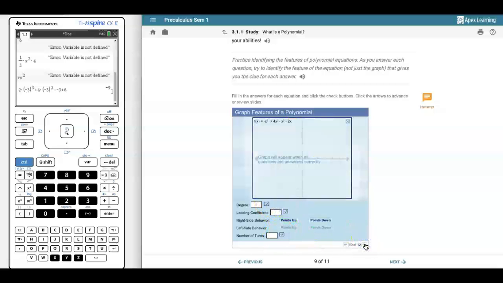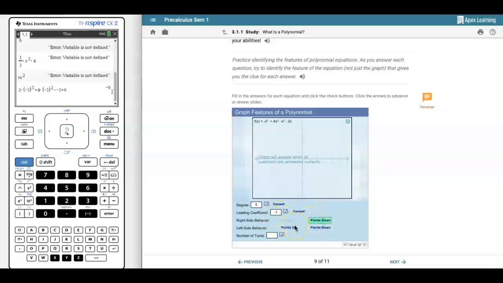All right, now, based on what we've been practicing, you should be able to hopefully get a couple of these correct here. Okay, so our power or our degree is the 5th power. Our leading coefficient is a -1. Based on what we know, this is a negative value, so it seems like every time we've had a negative value, the right side behavior is pointing down.